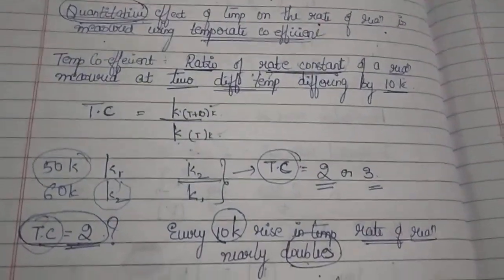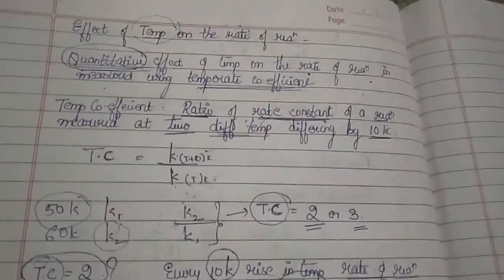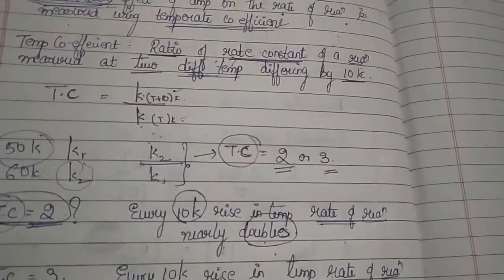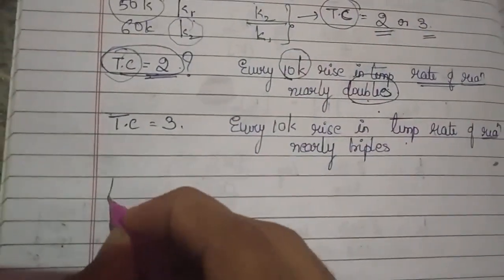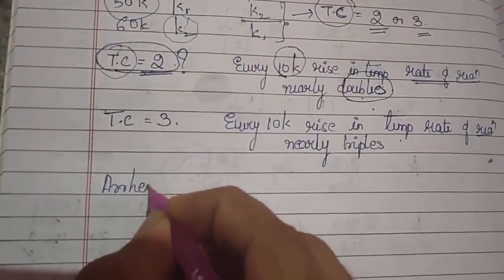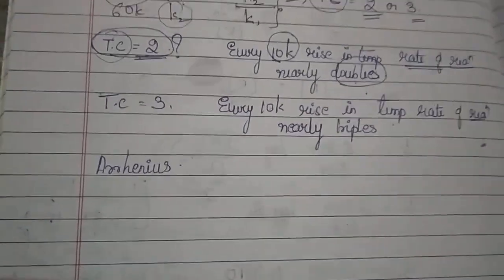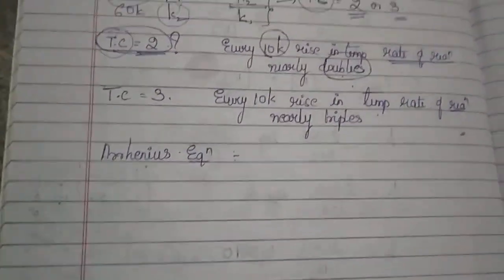Now the question arises: Sir, how can you say that on increasing the temperature, the rate constant is increasing? Please do remember, it is not said by me. In fact, a scientist called Arrhenius has given us an equation over here, which is known as the Arrhenius equation. So what does that equation give us?